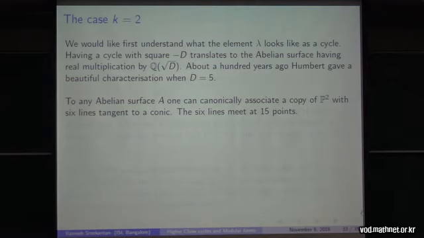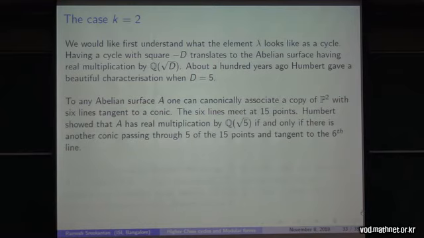But of course, on P2 there's only one element in the Néron-Severi group, so you can't just take any cycle there and hope for that to give you your extra cycle by pulling back. Humbert showed that A has real multiplication by Q(√5) if and only if there's another conic passing through 5 of those 15 points and tangent to the sixth line. So you have some picture like this.